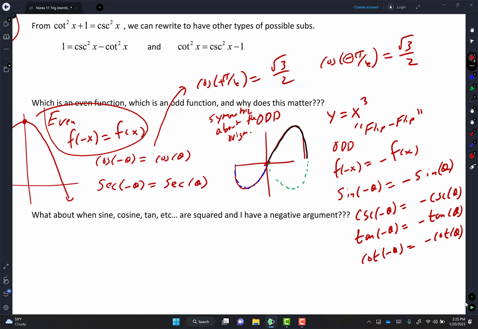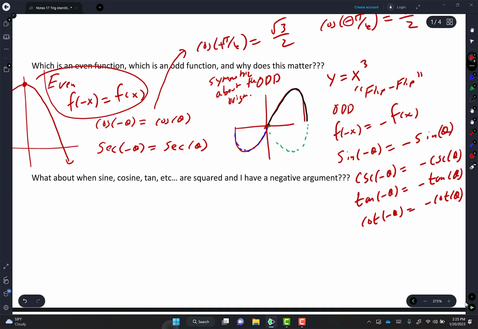You feeling all right? Okay. What about when sine, cosine, tangent are squared and I have a negative argument? What if I square sine and I have a negative argument? Well, because you're squaring it, a negative times a negative will always be a positive. So this is equivalent to sine squared theta.